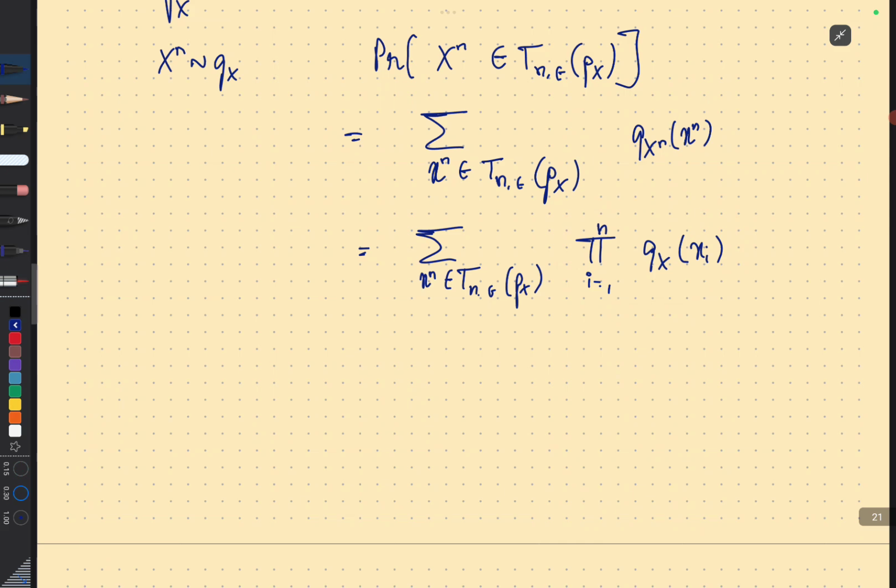You can write the above summation itself as sigma x over the alphabet qxn times the empirical frequency. Sorry, which one? The above summation. This summation is a summation over all possible sequences in the typical set.